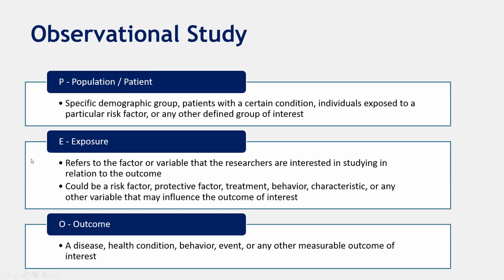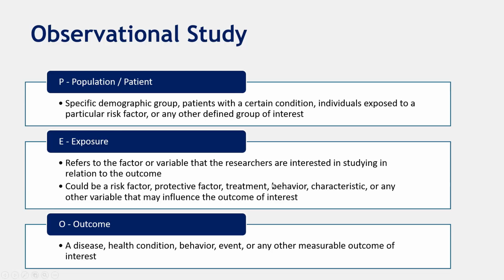So here the exposure would be giving the implant and the outcome would be the same, like what is the IOP reduction and what is the prevalence of side effects. So they have combined the intervention and the comparator group into a common group, like exposure. This exposure could be anything. It could be a risk factor. It could be a protective factor, or a treatment or a behavior, anything.